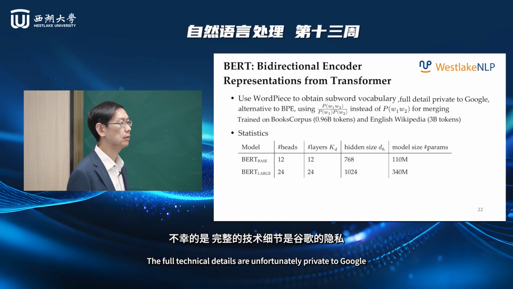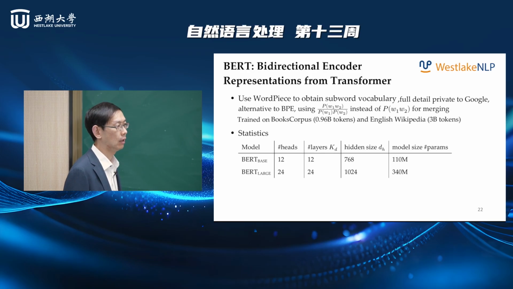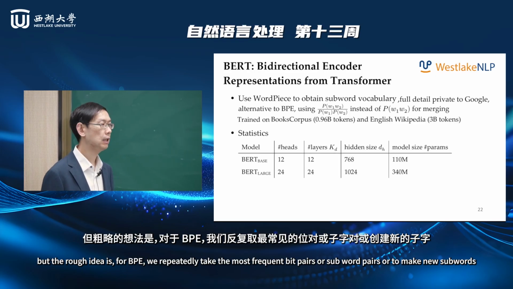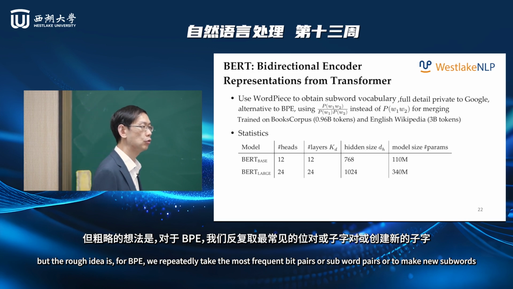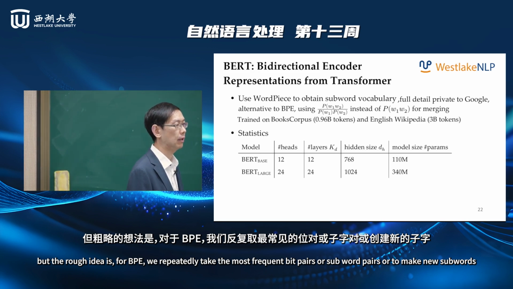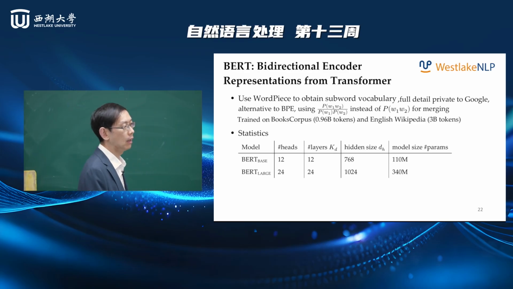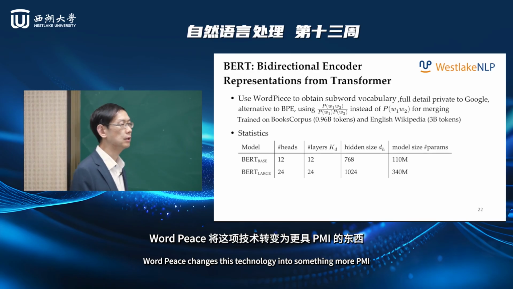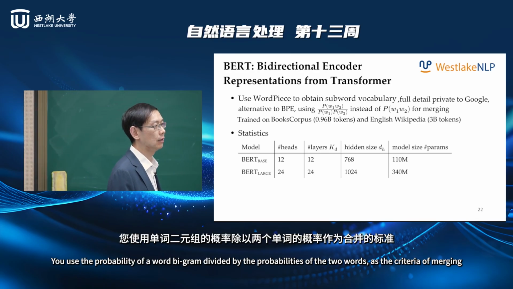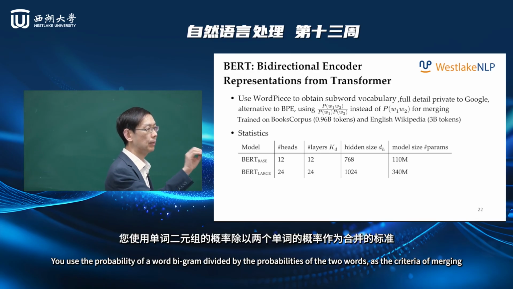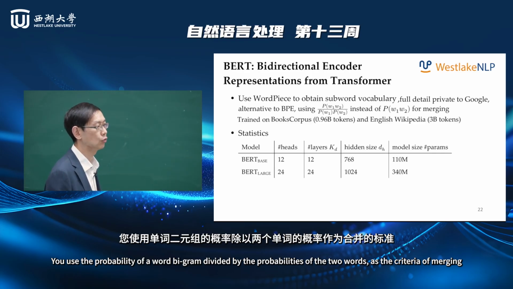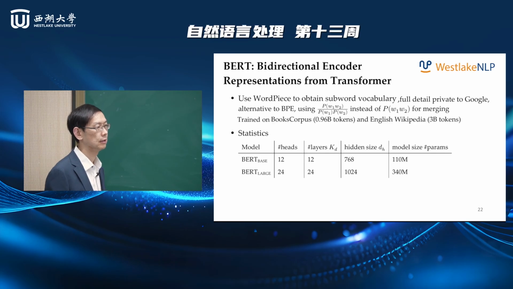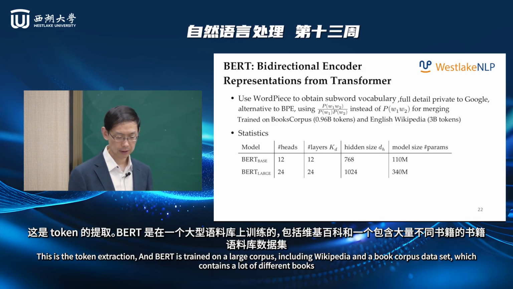The full technical details are unfortunately private to Google. But the rough idea is, for BPE, we repeatedly take the most frequent byte pairs or subword pairs to make new subwords. So word piece changes this technology into something more like PMI, all right? You use the probability of a word bigram divided by the probabilities of the two words as the criteria of merging. This is the token extraction.